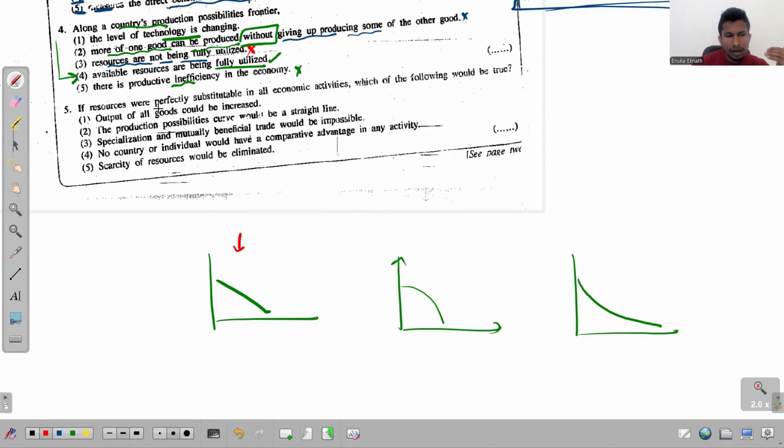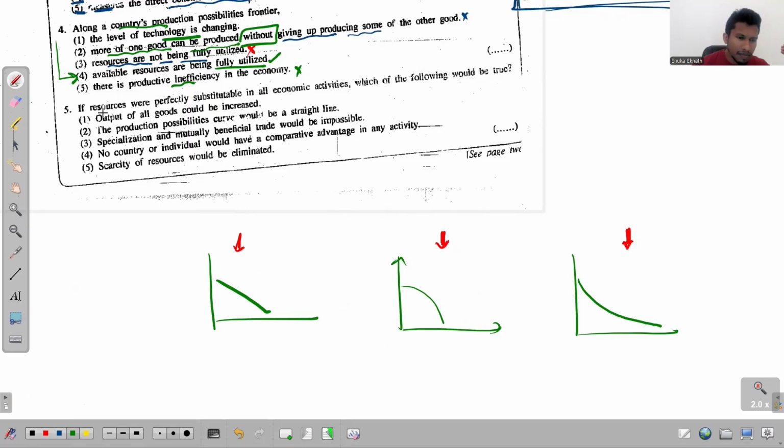And one of the main reasons for having a straight line PPC is that the resources are perfectly substitutable. The resources being homogeneous, right? So that's one of the main reasons for having a straight line PPC in that given economy. And if resources are heterogeneous, then the PPC will be concave to the origin, and due to economies of scale, the PPC will be convex to the origin. So if you remember that simple thing, you can recognize the correct answer for this question.